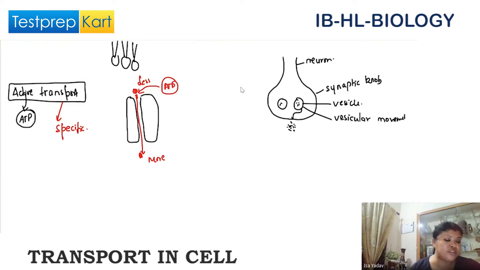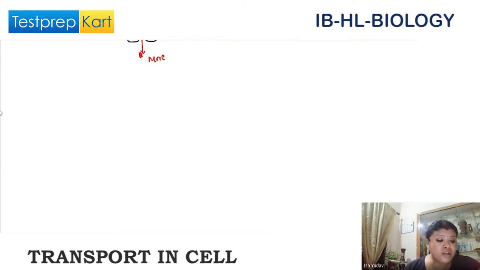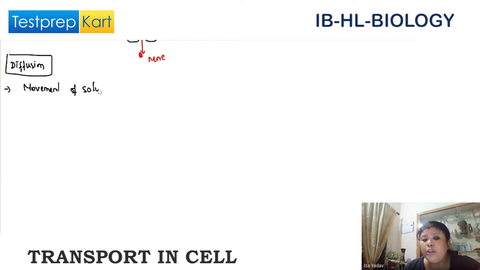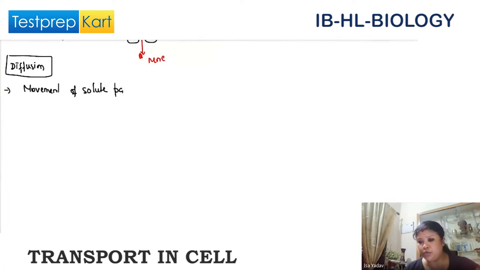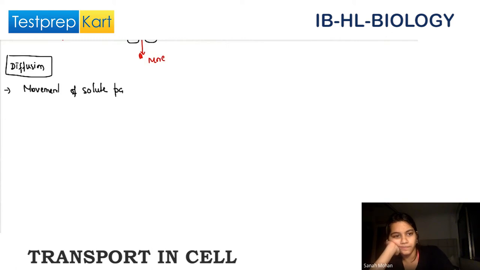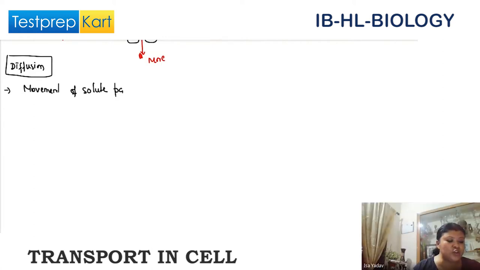So let us see some important points related to the different types of transport systems. The first one is the process of diffusion. Diffusion is a process of movement of solute particles. Movement of what particles? Solute particles. Do you understand what a solute is? Yes, it dissolves in a solvent. That is called a solute particle.